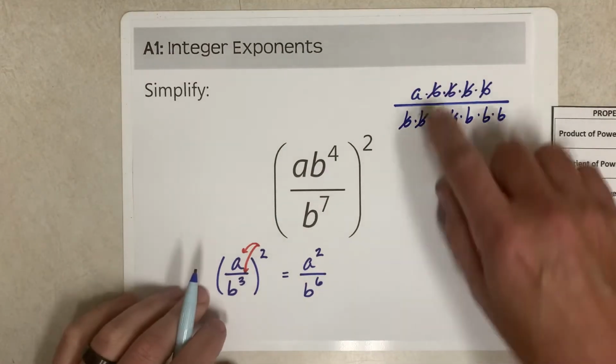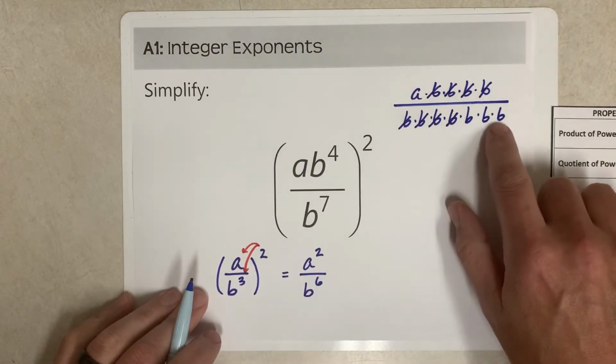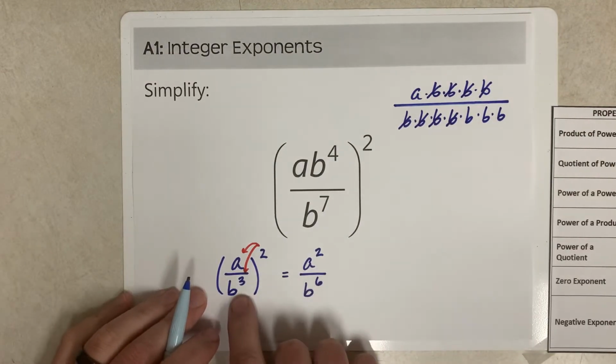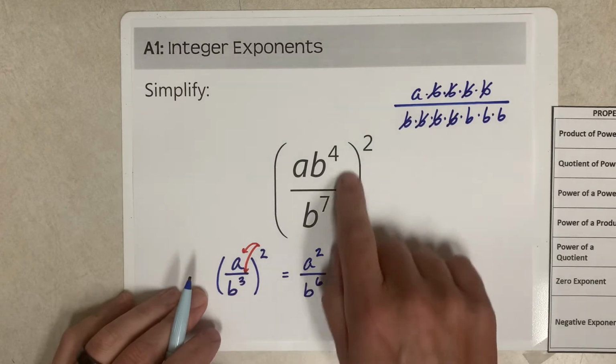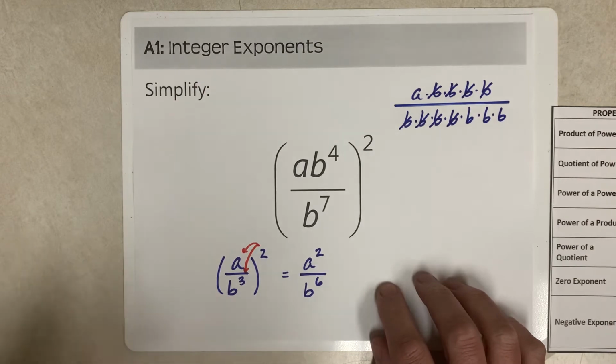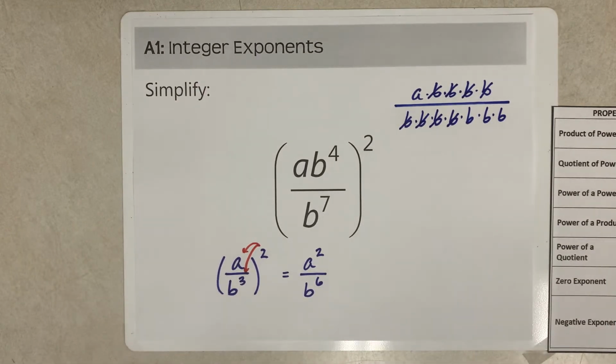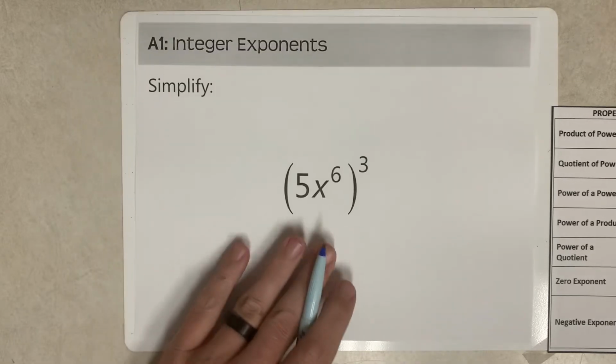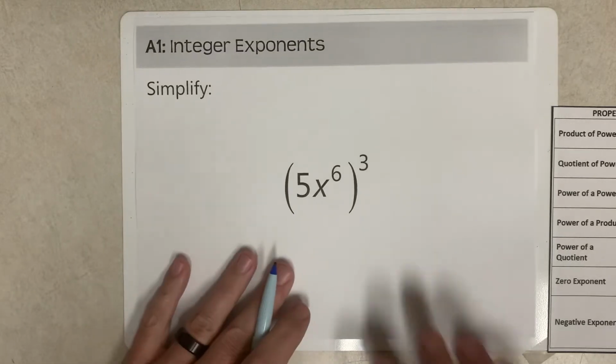we see clearly that the a is still left on top, and then there are 3 b's, b cubed, left in the denominator. So it's easier to do it this way because you don't want to have to write all these out when these numbers start to get really big, when the exponents get really big. So you want to really learn the rules because they're a lot easier to apply, especially when you have large exponents. All right, now we have 5x to the 6th, cubed.